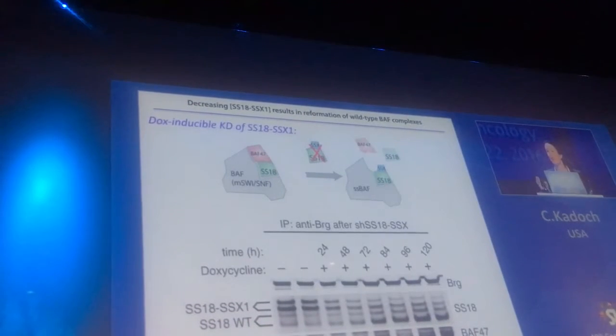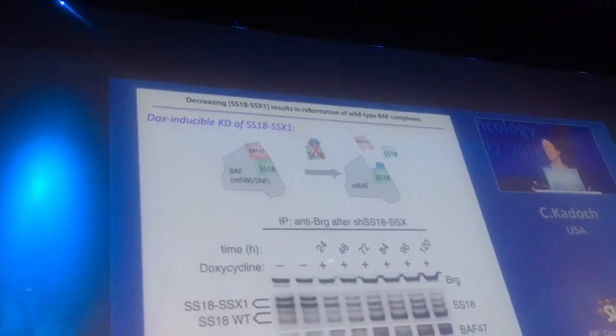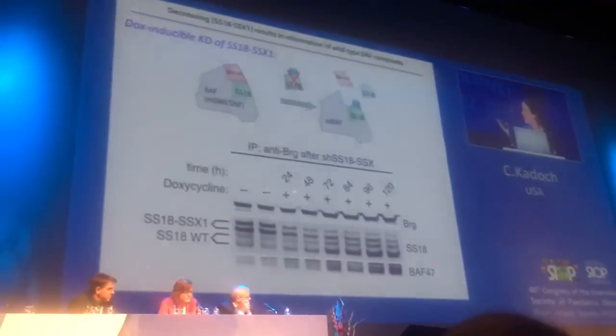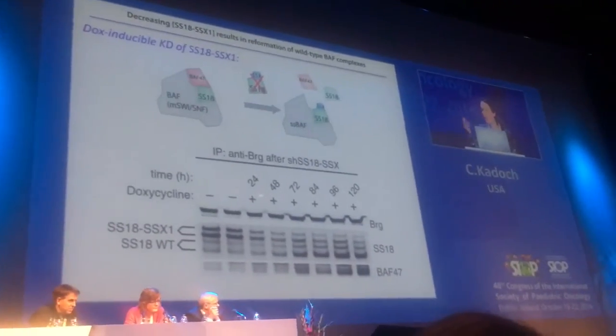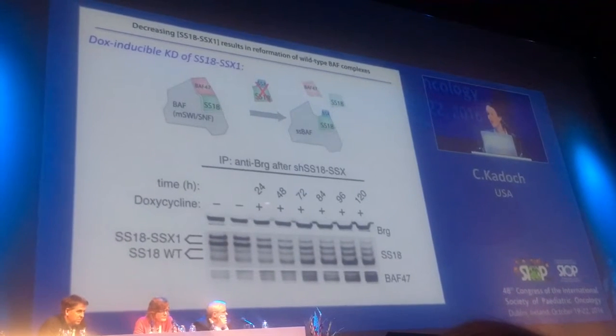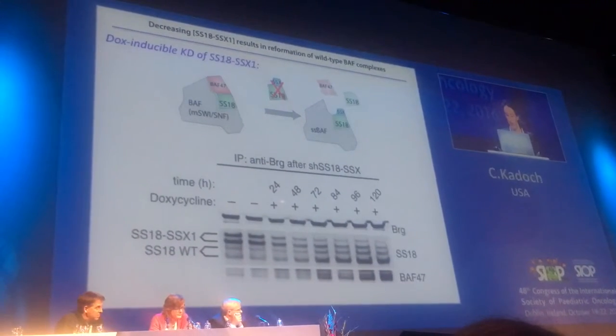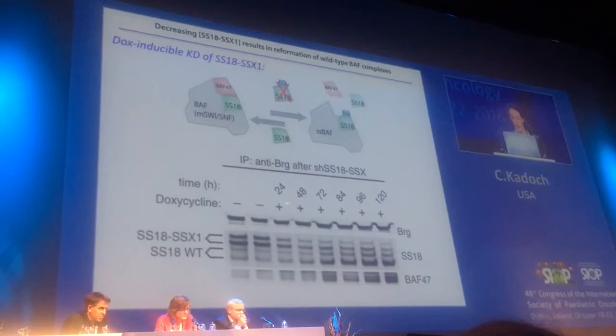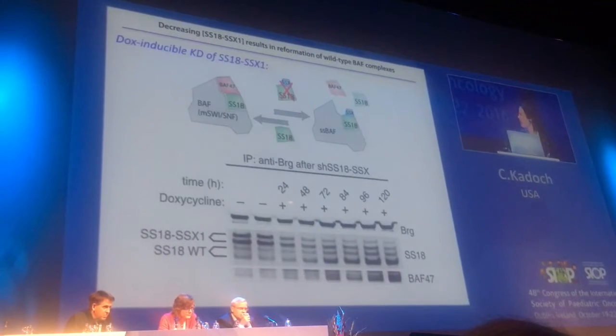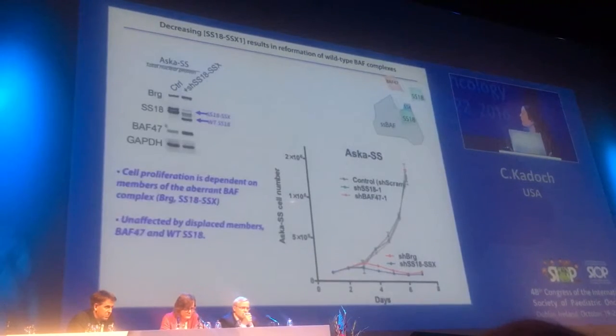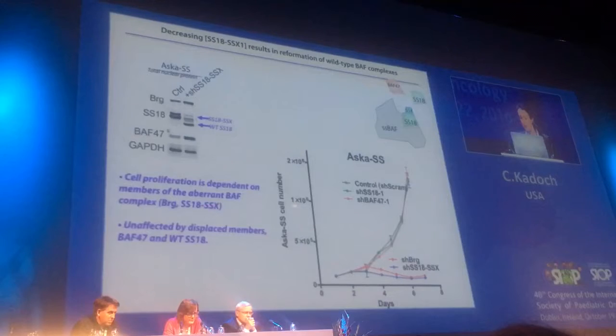So this taught us for the very first time that by just changing the stoichiometric balance of the concentrations of these two oncogenic versus wild-type variants, we can toggle between the cancer-causing form and the wild-type form of these complexes. And this would give us a nice handle to try to study these and their effects on the genome. So what else does it do when we toggle between these two forms?